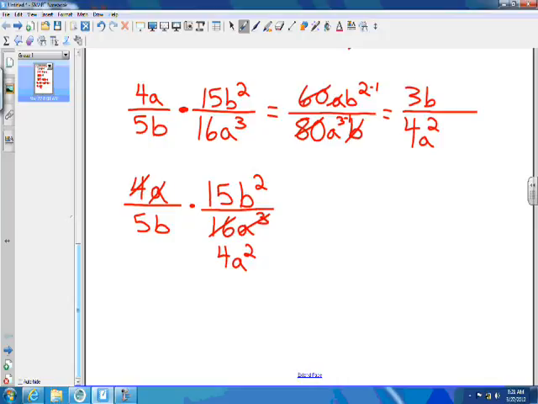What can you take out of 5 and 15? 5. So your 5 cancels, and your 15 becomes 3. Cancel out the b, and you'd still have a b on top. So you end up with 3b over 4 a squared. Either way, you get that.